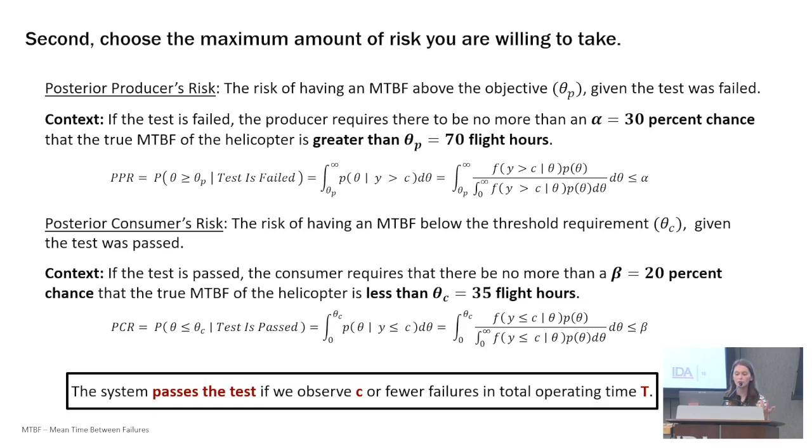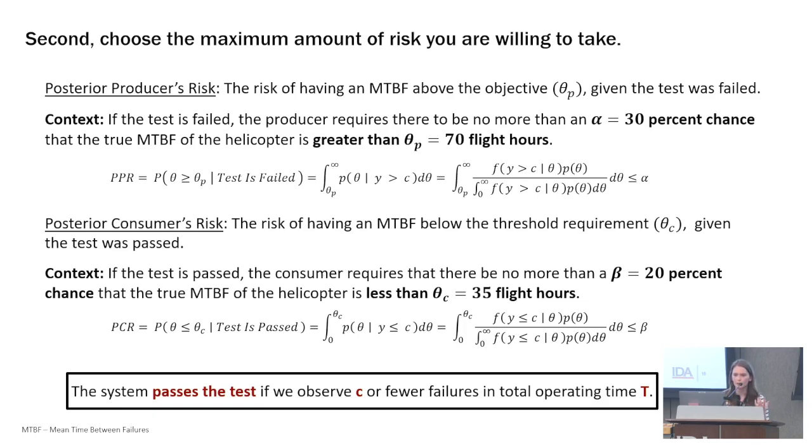And so there's kind of two risks that we can take here. The first is called the posterior producer risk, and that's the risk of having a mean time between failure which is greater than the objective, given that we actually know the test has failed. The second type of risk you can take is posterior consumer risk, which is the risk of having a mean time between failure that's below the requirement we set ahead of time, given that, in fact, the test has passed. These are the mathematical formulations here, and we want to cap that risk. Typically we see that these risks are capped at around 20%.